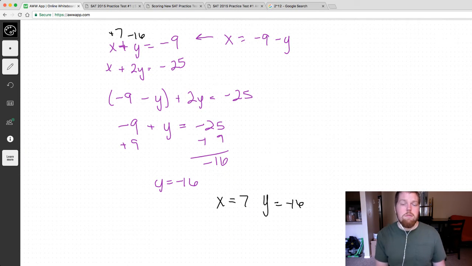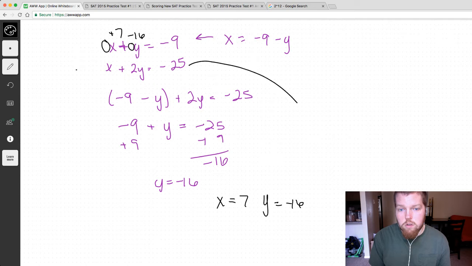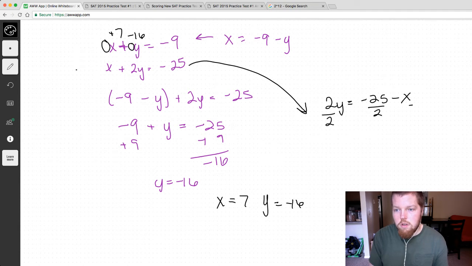So the biggest thing for a system of equations, find the equation that seems the easiest to solve. If there's no coefficient next to your variable, that's probably an easy one to solve because you don't have to divide. Like I'll show you, if I solved for y in this equation, I would have gotten 2y equals negative 25 minus x, and then I could divide by 2 and get y equals negative 25 over 2 minus 1/2 times x.